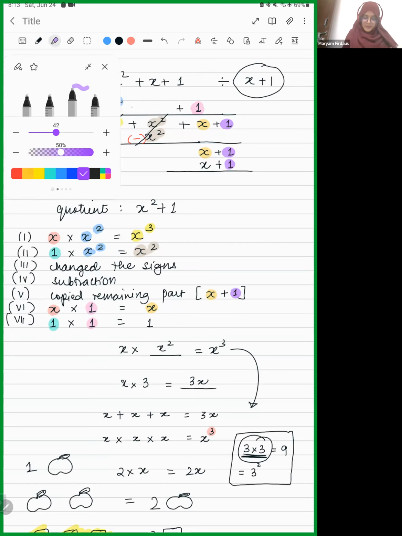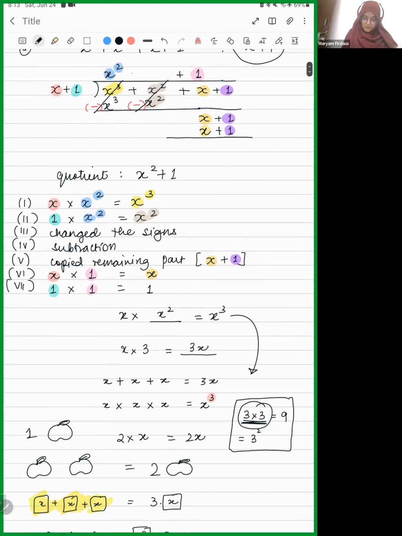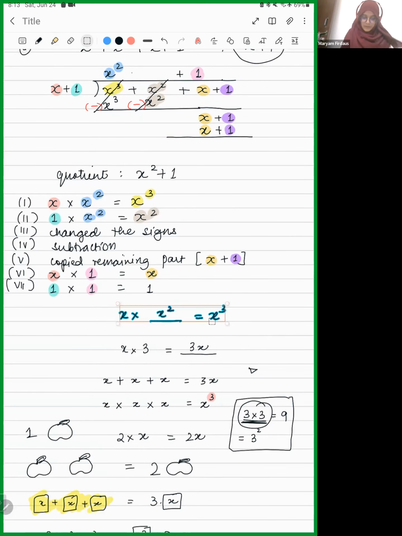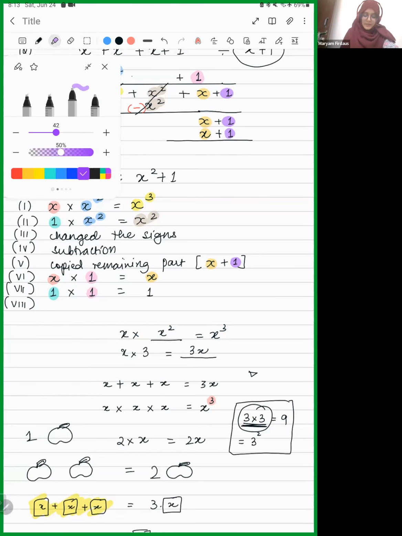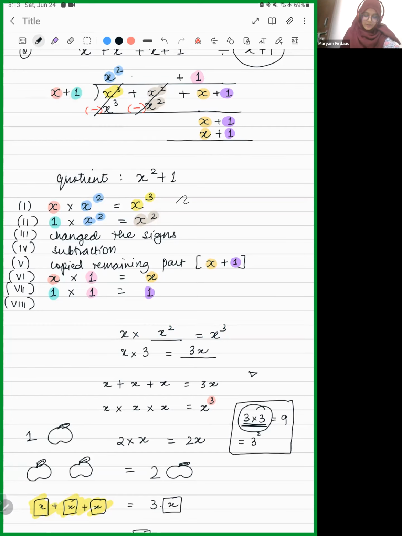Okay. Now again, the next step is we are going to copy. What is that step? Can you tell me? You have to change the signs. Very good. Okay. Change the signs and subtraction. I think I should write the subtraction along with this itself. There's no need to write it separately. Change the signs and subtraction.